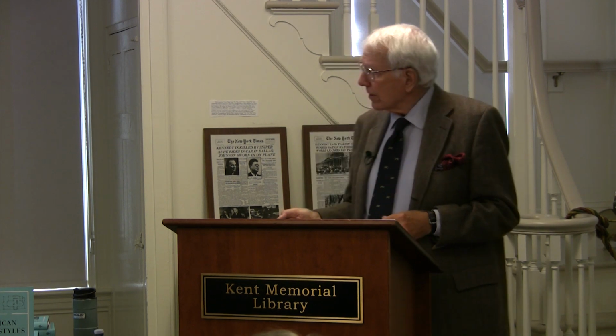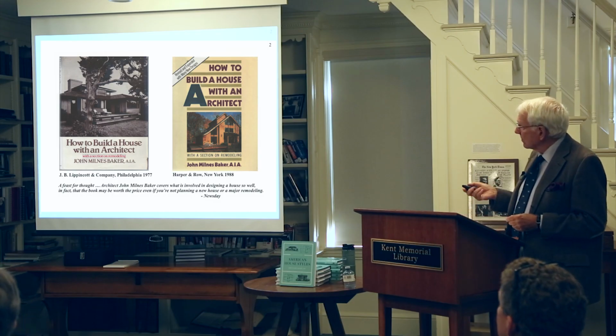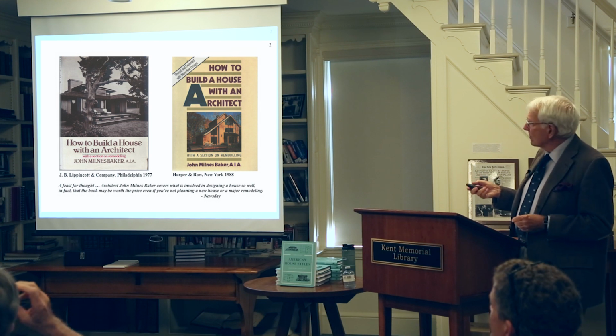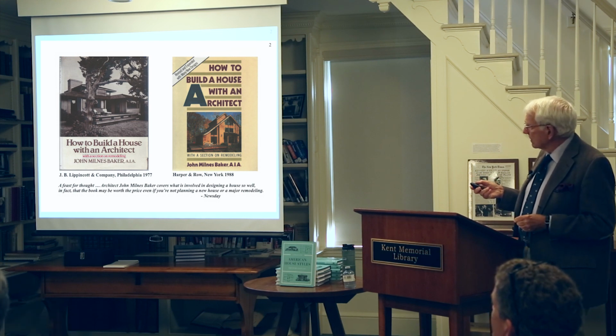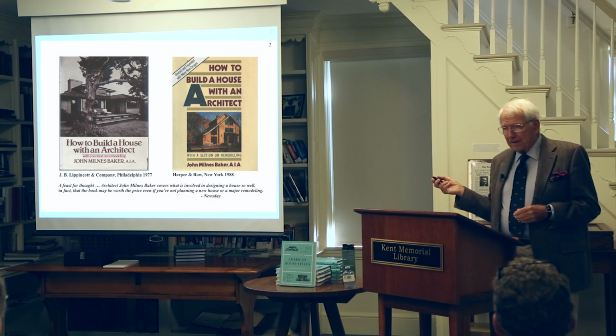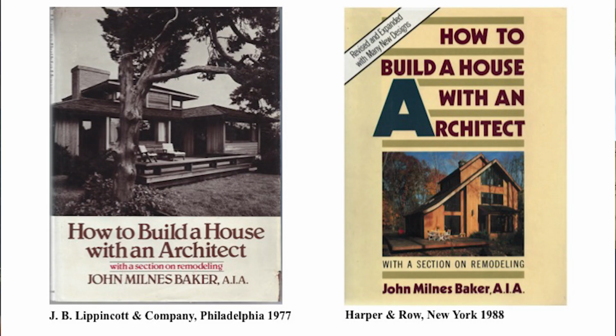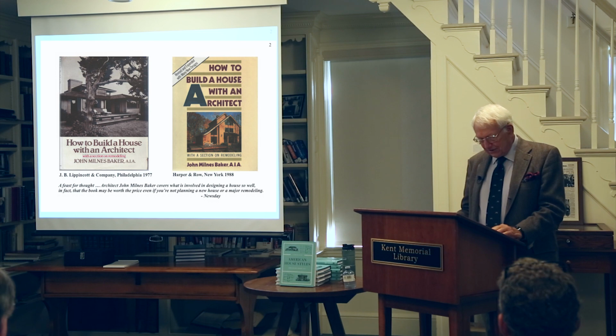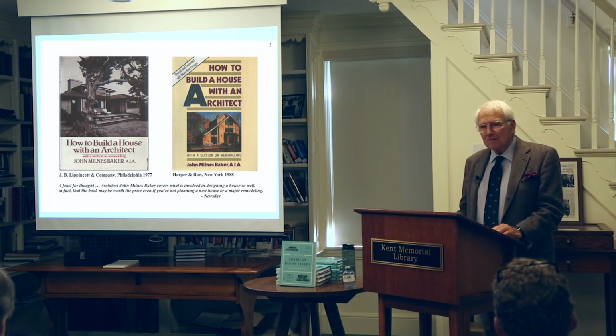And I had already written one book that first came out in 1977 called How to Build a House with an Architect. And then later on, Lippincott was bought by Harper and Row, and they brought it out again in an expanded version. So I wasn't a complete neophyte, but I thought I'd take a generic plan and develop it in 15 or 20 styles and perhaps publish it myself.